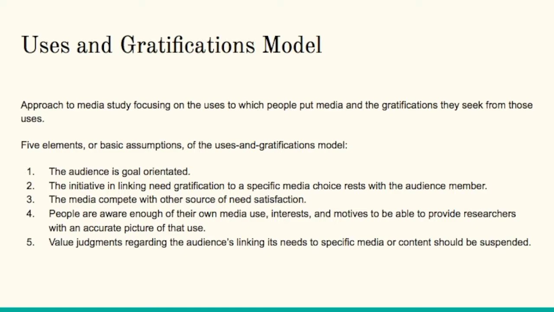The uses and gratifications model is an approach to media study focusing on the uses to which people put media and the gratifications they seek from those uses. Katz, Blumler, and Gurevitch described 5 elements or basic assumptions of the model. The audience is active and the media use is goal-oriented. For example, if you choose a printed magazine over a website, it's because you like the portability and feel of the glossy pages, and you like biographies more than articles about finance. The initiative in linking need gratification to a specific media choice rests with the audience member.